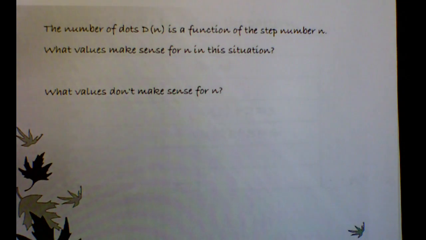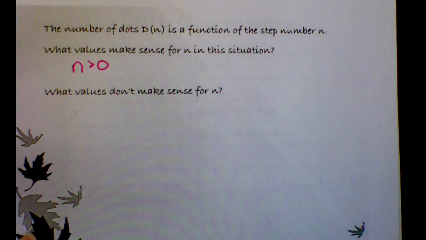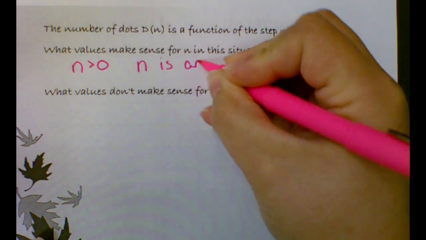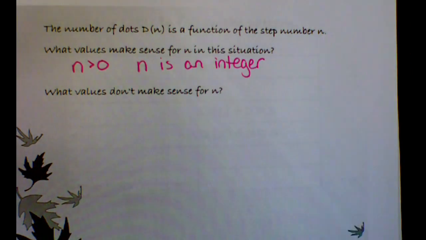well, we don't have a step number 0, and we don't have negative steps, so n has to be greater than 0, positive, but we also don't have a half a step, or a quarter step, or 0.1 step. So n also has to be an integer. Remember, an integer is like a whole number, positive or negative, but we also said it has to be positive.